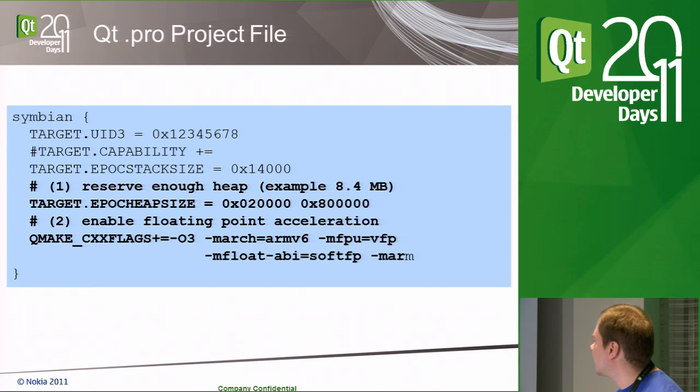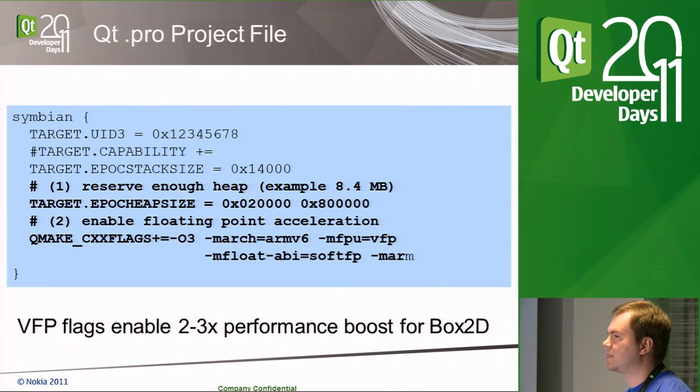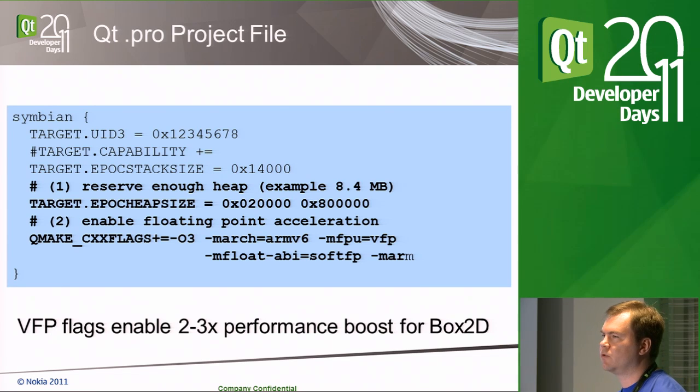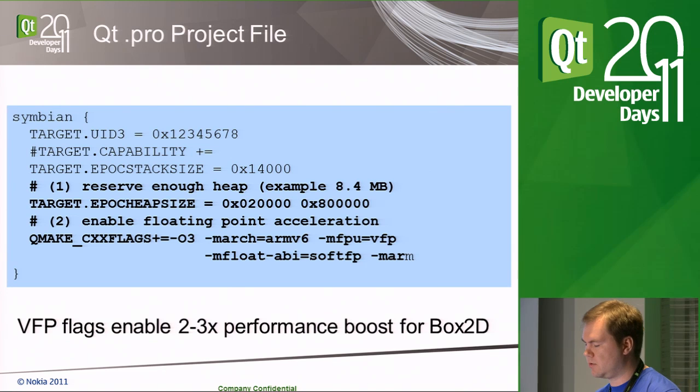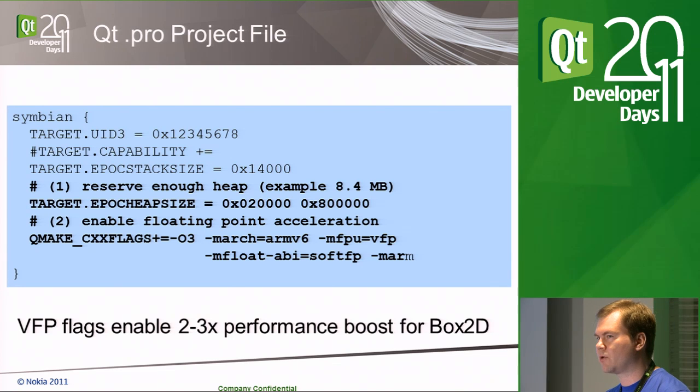But the most interesting is the last flags. Those are the vector floating point optimizations, and those do not come automatically, so you need to add that line there, and then you get the vector floating point acceleration in your project. What that means is that, for example, I have tested a very popular Box2D library, and it gave me like 2 to 3x performance for my physics calculations. So those are a couple of things you should remember to do for your project files.